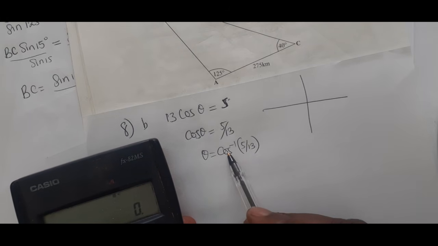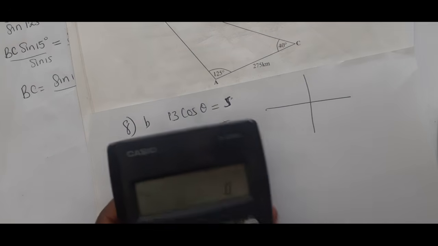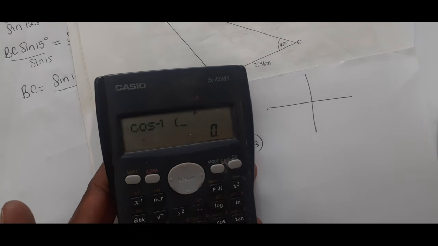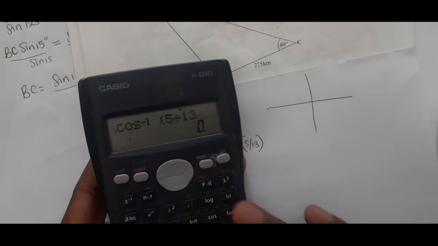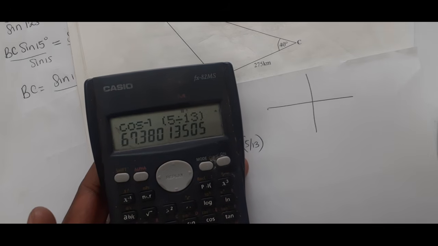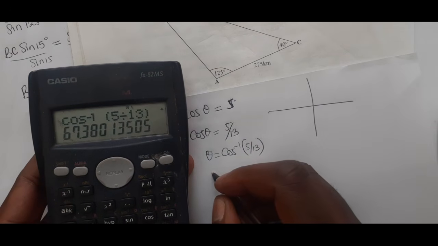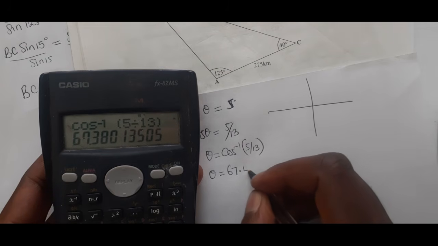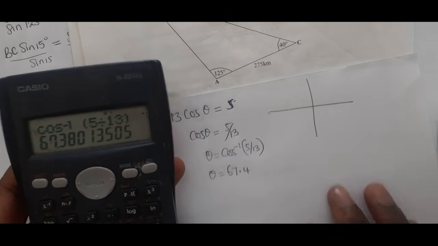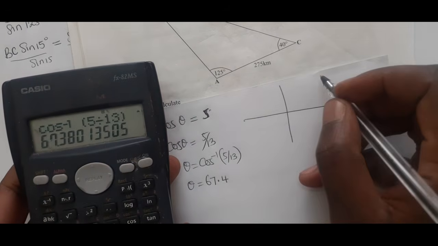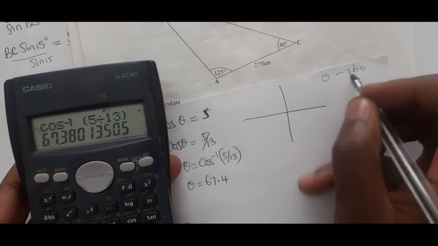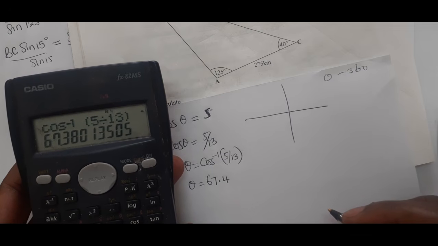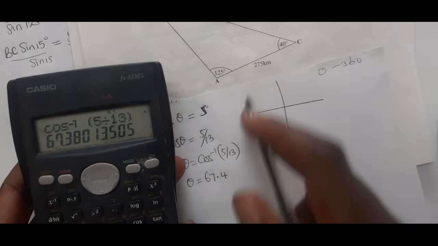So this is going to give us, you can say inverse, then we say 5 divided by 13, close brackets. What do we get? This is going to give us 67.4. Now you should know that because we are told it's from 0 up to 360 degrees, we'll be looking at all the quadrants.